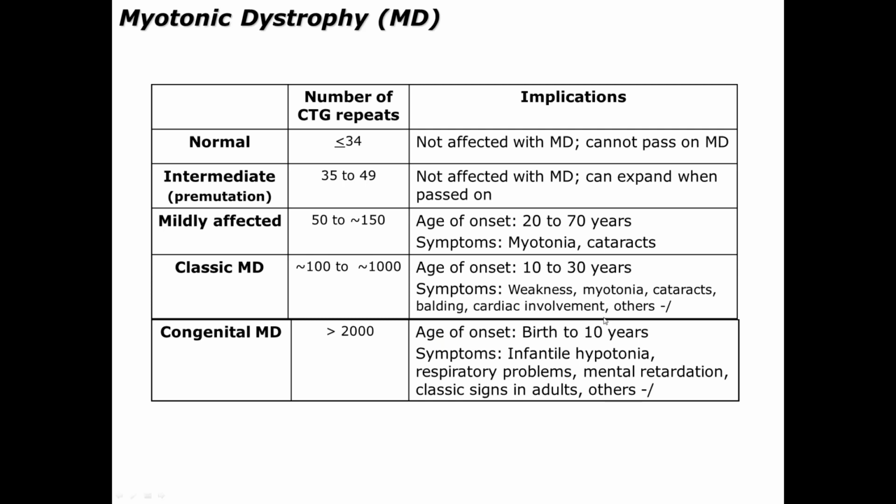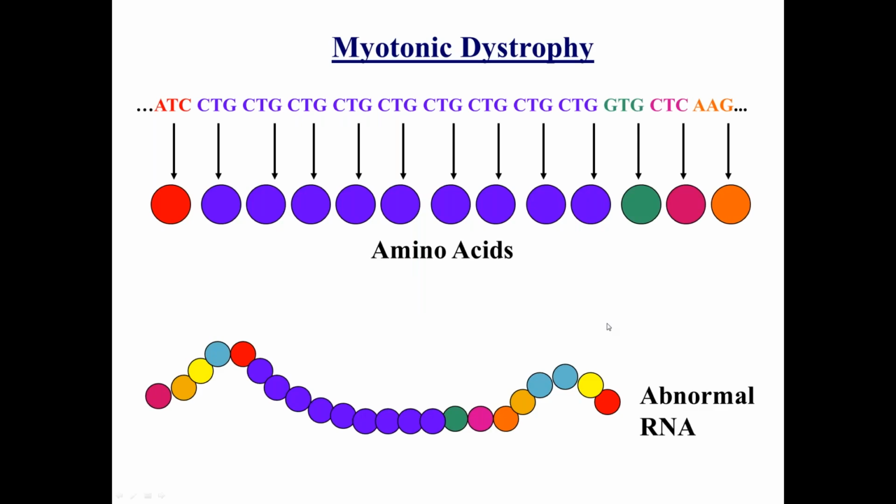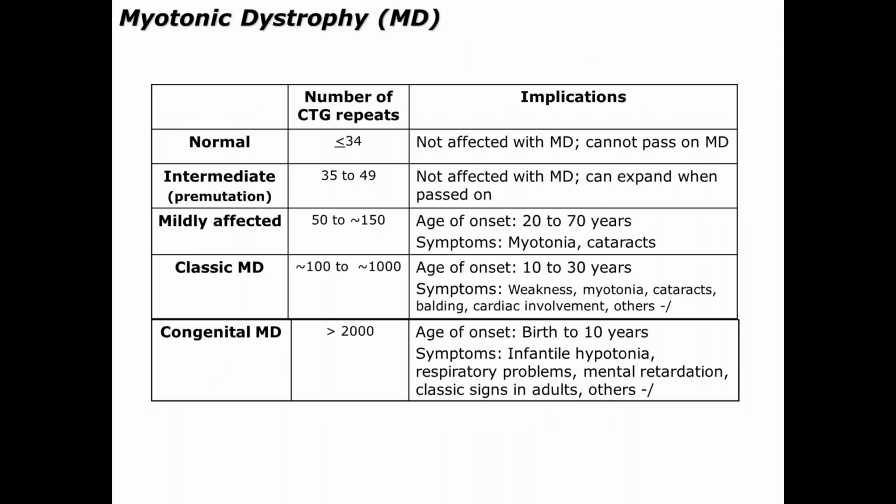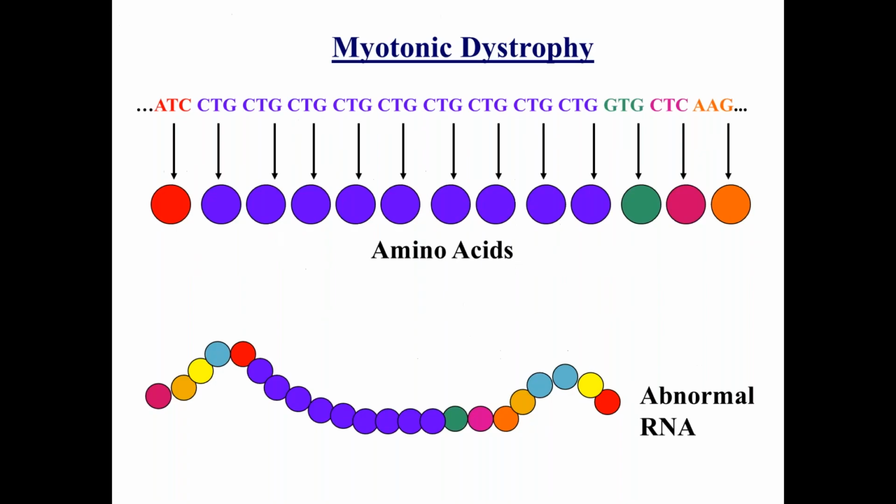Now, another thing that I want to stress with this condition: when you do genetic testing, you get two numbers back. You get a number of repeats on the gene that you inherited from one parent, and you get a number of repeats that was inherited on the gene from the other parent.